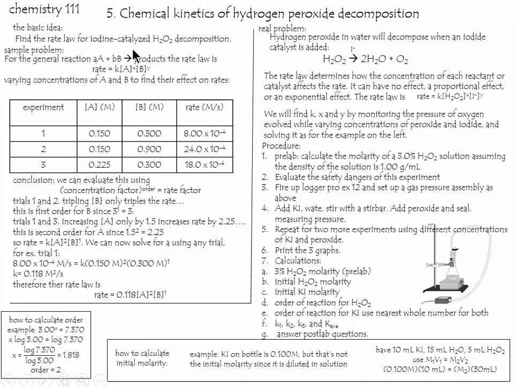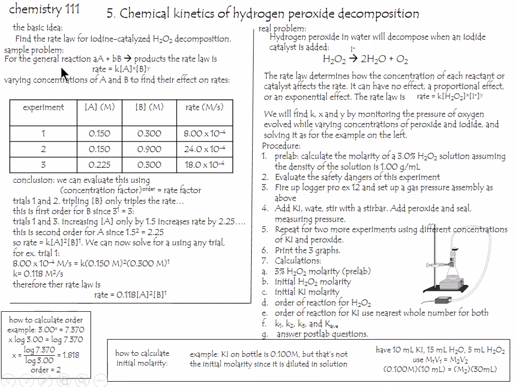Okay, in this experiment we're going to measure the chemical kinetics of hydrogen peroxide decomposition. That means we'll take a little bit of a hydrogen peroxide solution, add some iodine catalyst, and see how fast the reaction goes. In order to independently check iodine and peroxide, we'll measure their concentrations and vary them independently, to see how they affect the rate.